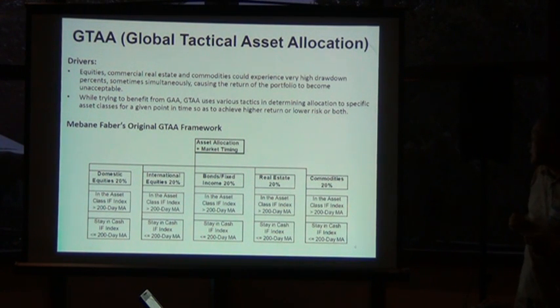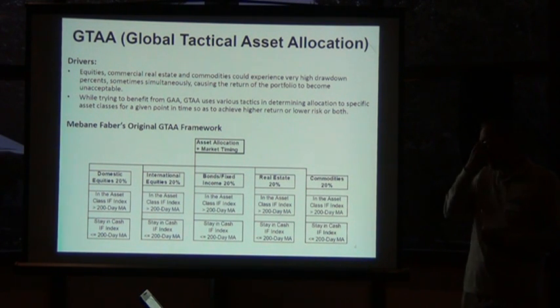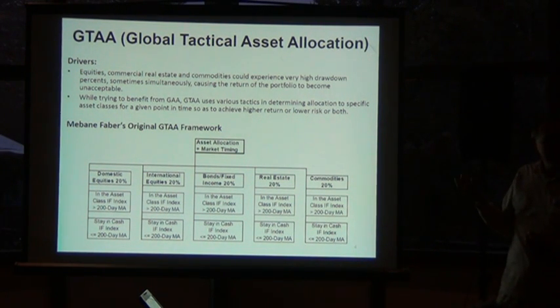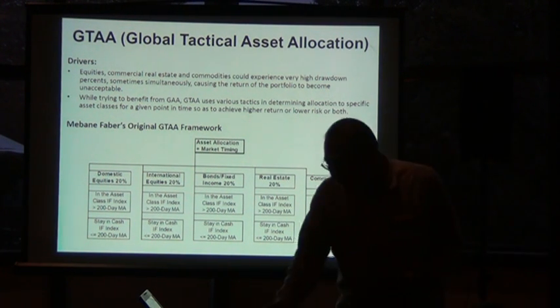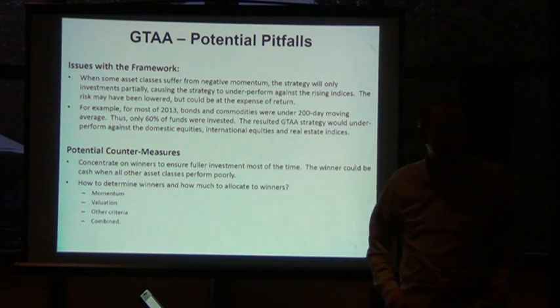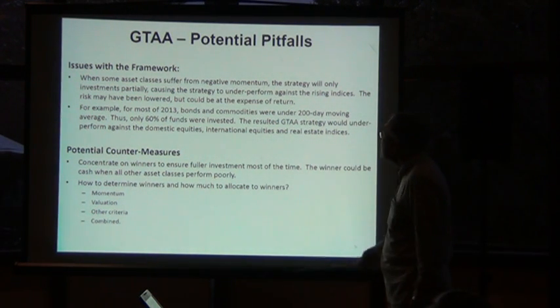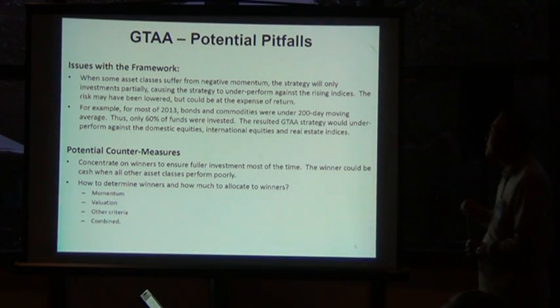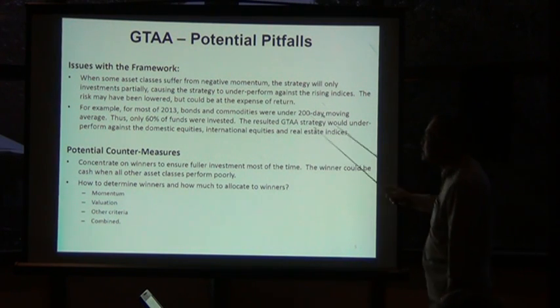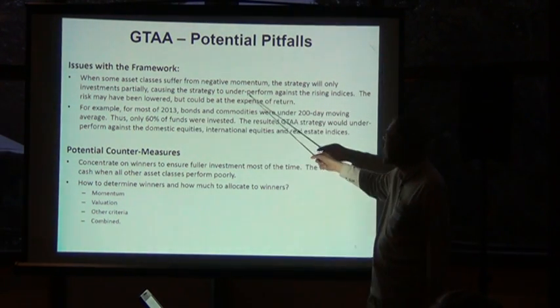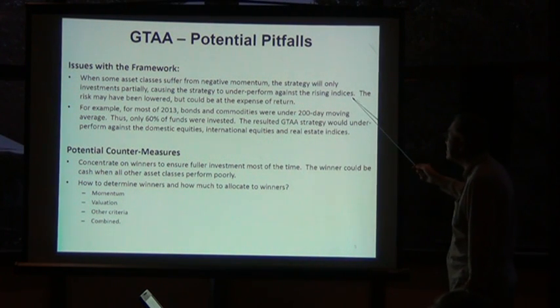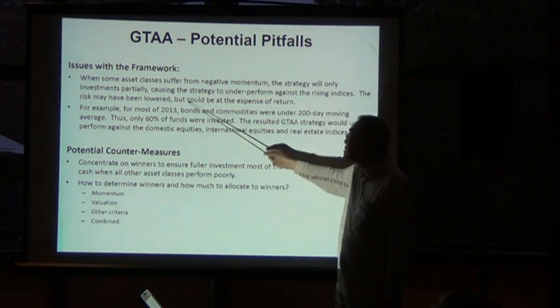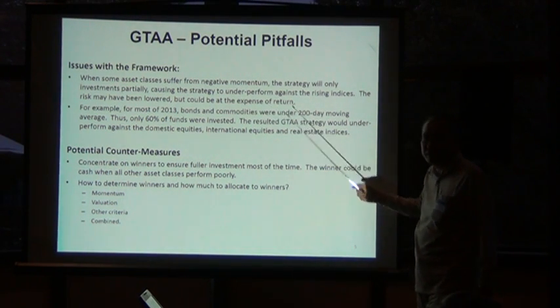Faber has done quite a bit of work in this area, and the last update was in early last year, and the mechanism still works. Now, that's not to say that it's perfect. The potential pitfall is that when some asset classes suffer from negative momentum, the strategy will only invest partially, causing the strategy to underperform against the rising indices. The risk may have been lower, but it will be at the expense of the return.